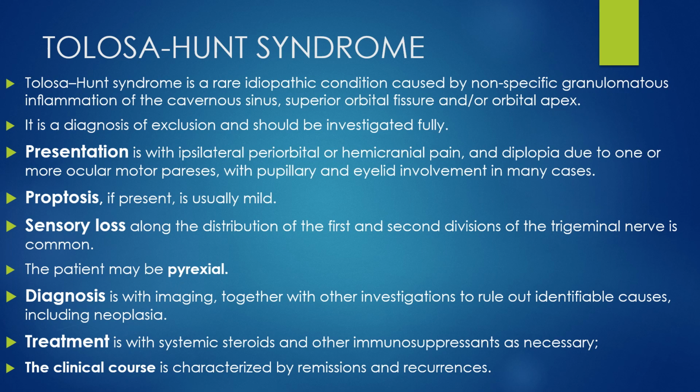The presentation is with ipsilateral periorbital or hemicranial pain and diplopia due to one or more ocular motor paresis with pupillary and eyelid involvement in many cases. Proptosis, if present, is usually mild. Sensory loss along the distribution of the first and second divisions of the trigeminal nerve is common. The patient may be pyrexial.